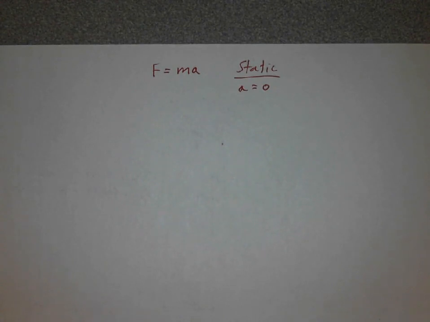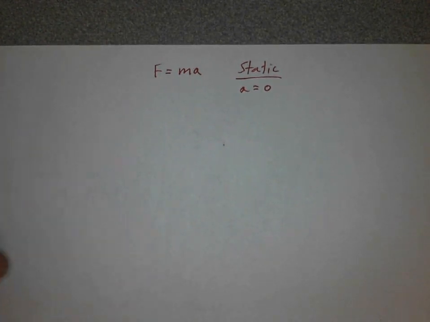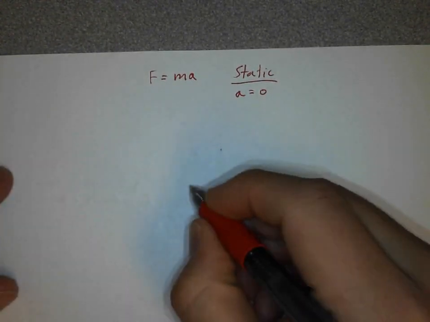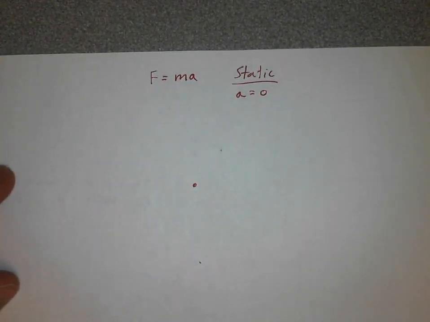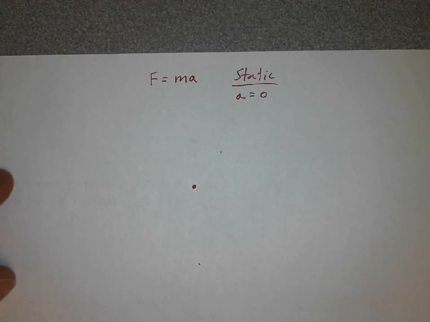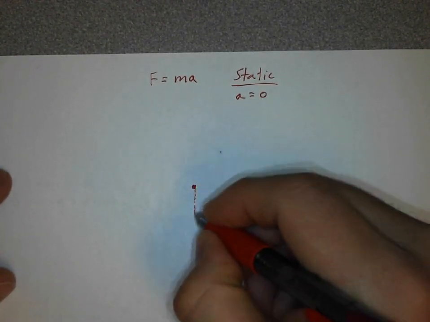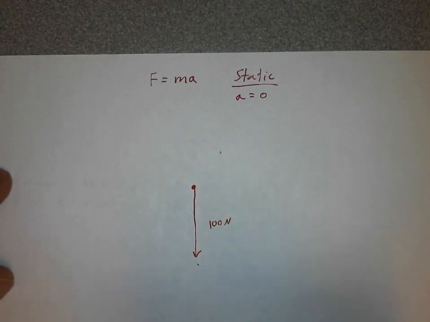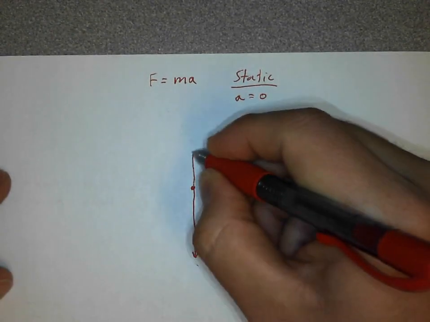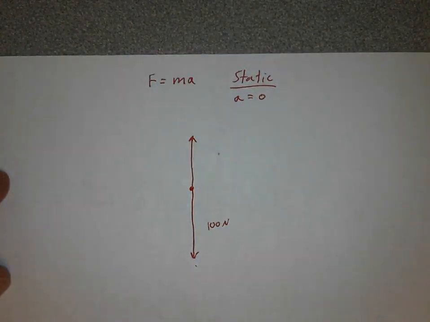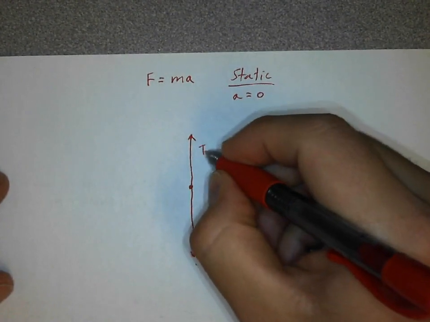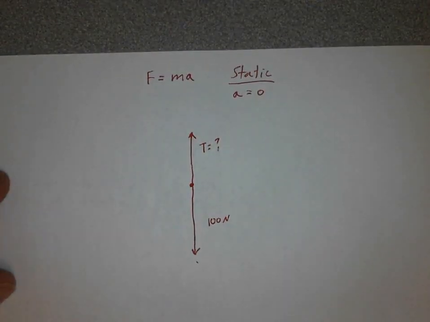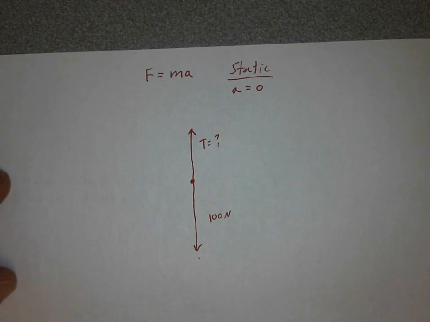And so in this case, we're just going to set up some static problems, and we can use a static situation to solve for unknown forces. A classic example of this is, let's just say you have a sign you want to hang. You have the force of gravity going down, let's say it's 100 newtons. Then we know that the tension in the cable holding up the sign is going up, and we just don't know what that tension is. That's what we'd like to find out.